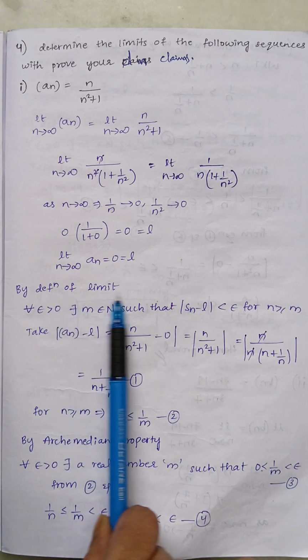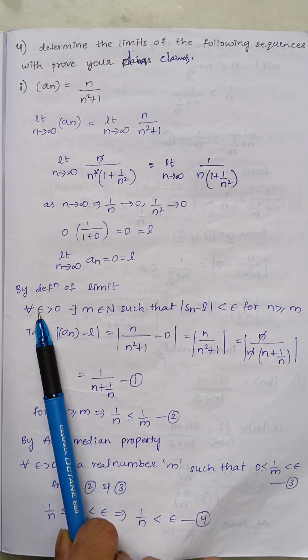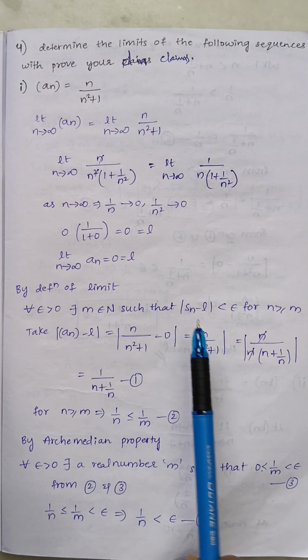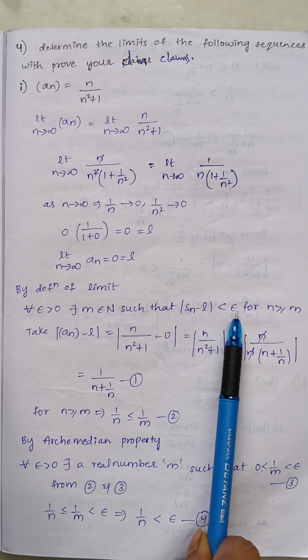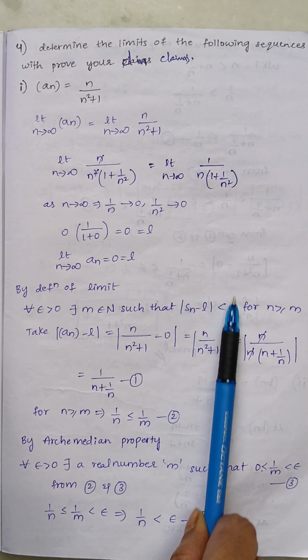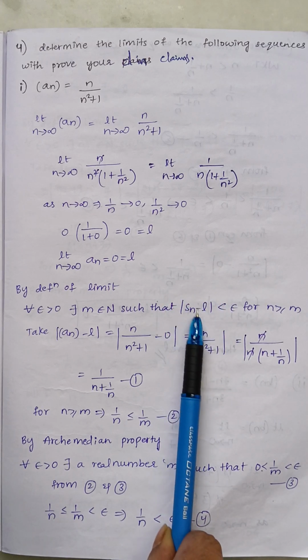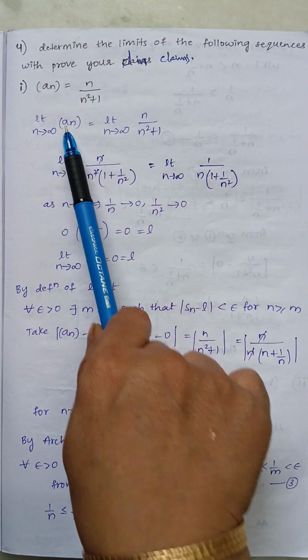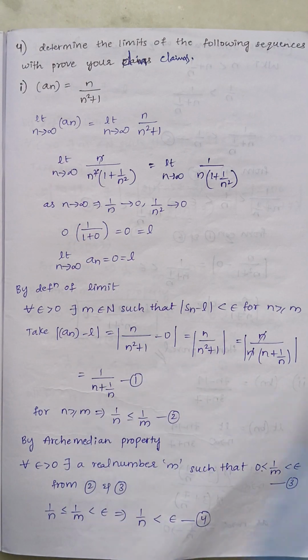So how can you represent this in the definition of limit? For all epsilon greater than 0, there exists m belonging to N such that modulus of Sn minus L is less than epsilon for n greater than or equal to m. So this we need to prove. For that, consider this part: modulus of Sn minus L. Here instead of Sn, An is given, of course. So modulus of An minus L.